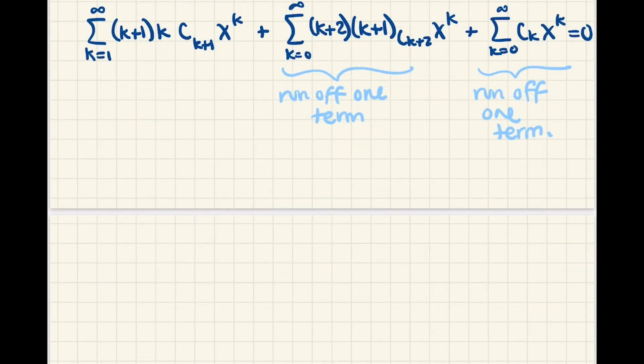Okay, so running off the k equals 0 term from this series, we're going to get 2 times 1 times c2 x to the 0. And running off the k equals 0 term on this series, we're going to get c0 x to the 0. Okay, so now they all will start at k equal 1 to infinity. And this is as good a time as any to combine them all into a single series while we're at it. So we're going to factor that sigma out, and on the right-hand side we'll have our x to the k. So everything in the middle here will just be the other stuff.